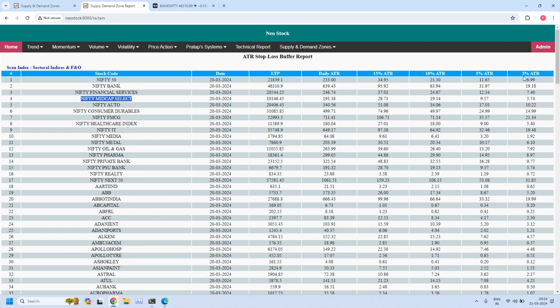See here, this 3% ATR is from your intraday trading point of view. You can use these values for 5-minute or 3-minute demand or supply zones. In case 3% is a little higher, you can use 2% also. And this 5% ATR you can use for DIT trades. This 10% ATR you can use for weekly income trades, swing trades. This 15% ATR is for monthly income trades.